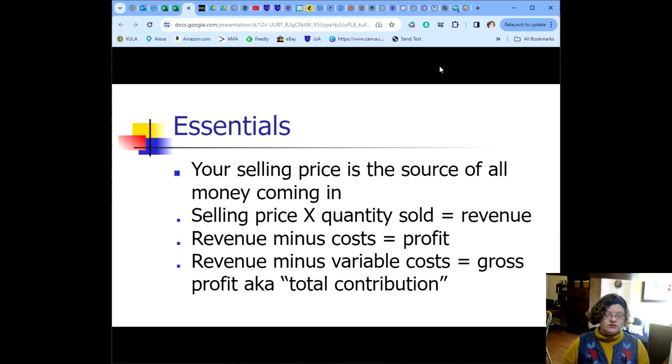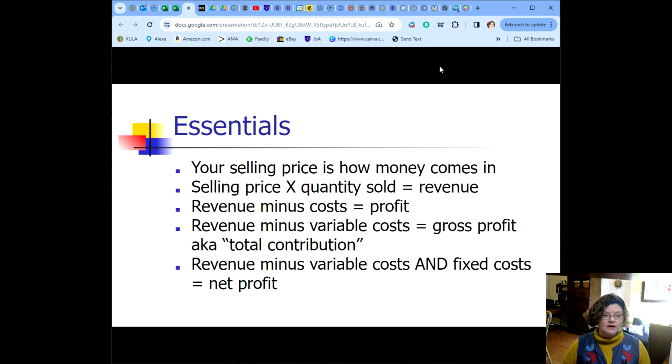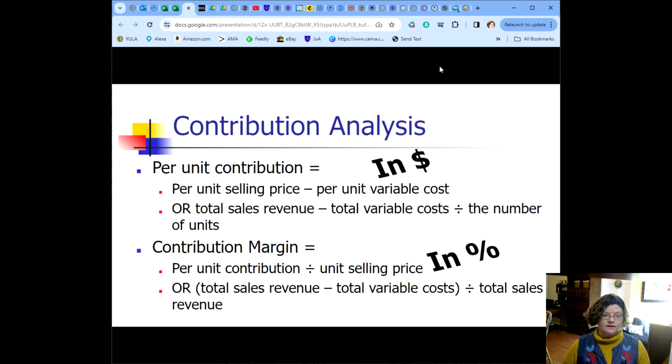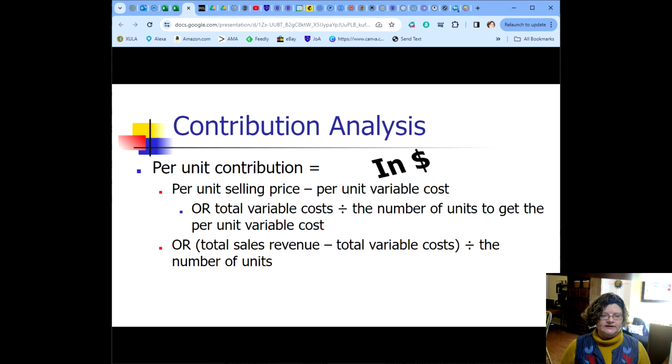Now, different industries will have different practices for what they include in gross profit versus contribution, but for our purposes, we're not going to worry about those details because the focus in our class is not on the parts of gross profit and total contribution that are different. So for us, it's pretty much always the same. Your selling price is your money coming in. Your selling price times your quantity sold is your revenue. Your revenue minus your cost is your profit, your revenue minus your variable cost is your gross profit, and your revenue minus both your variable cost and your fixed cost is your net profit.